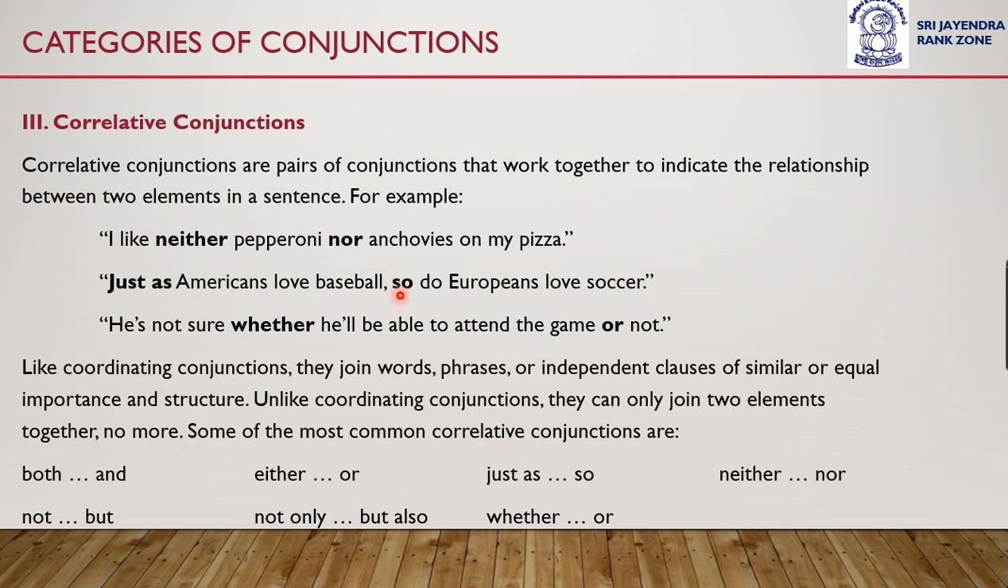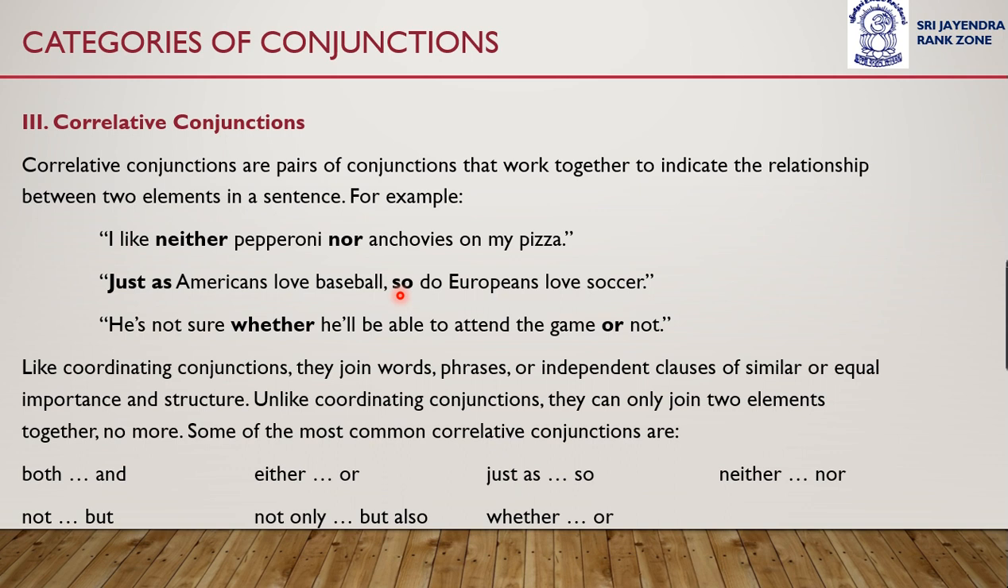Like coordinating conjunctions, correlative conjunctions join words, phrases, or independent clauses of similar or equal importance and structure. But unlike coordinating conjunctions, correlative conjunctions can only join two elements together, but no more. Like with the use of "and", which is a coordinating conjunction, we can combine multiple elements in a single sentence. Like we had already seen in the example, Paul has a dog, a cat, and a parrot.